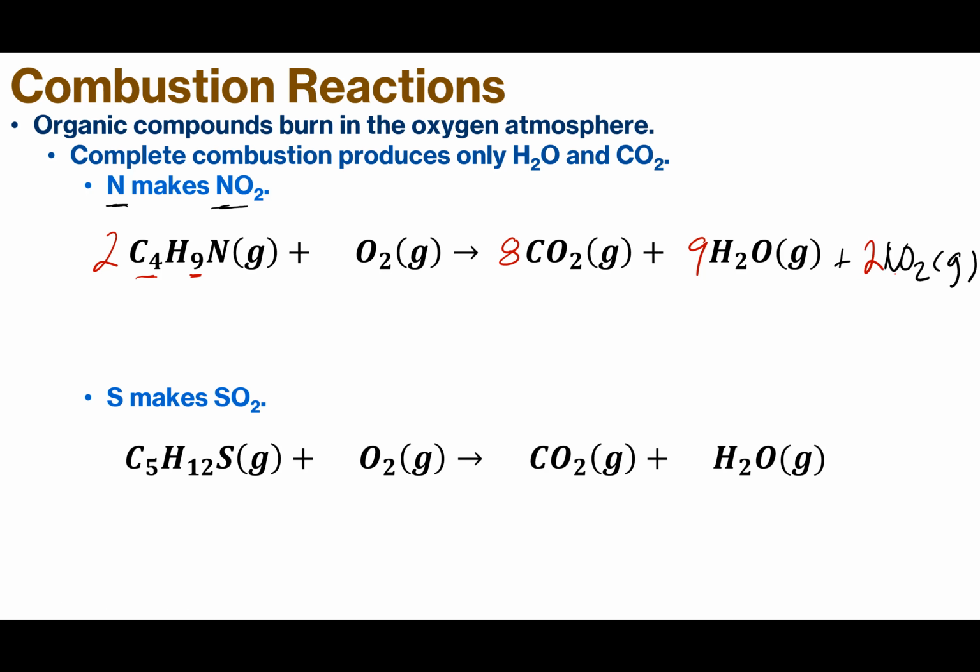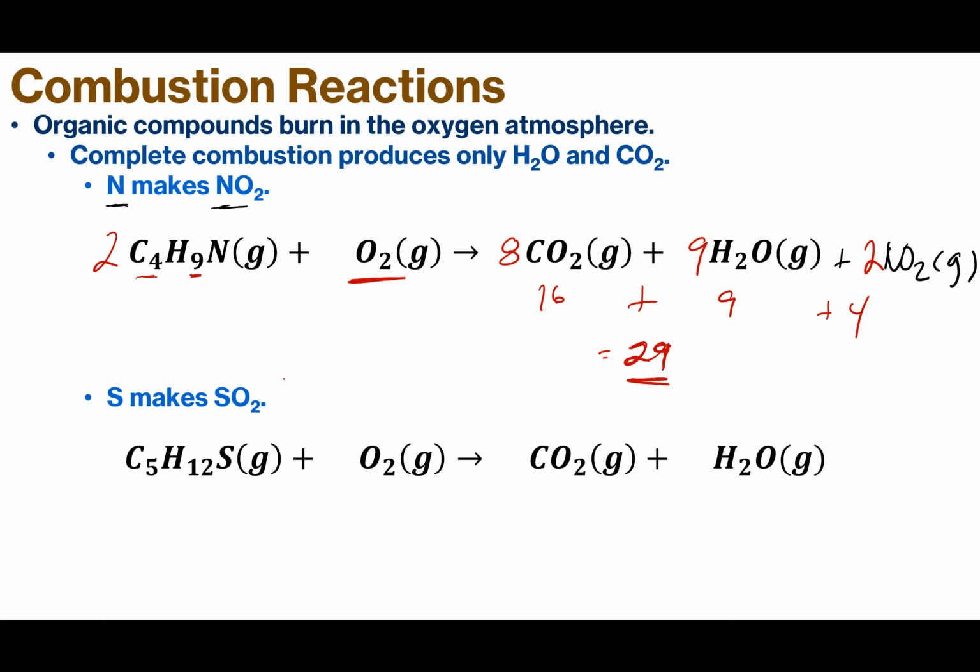2 nitrogens. And now we just have to add up our oxygens because we only have 2 on this side. 8 times 2, that's 16. We have 9. And 2 times 2 is 4. Why did I make this math so hard? This is 29 oxygens on this side. 29 oxygens over here. All right. So now we have an odd number and we have O2.